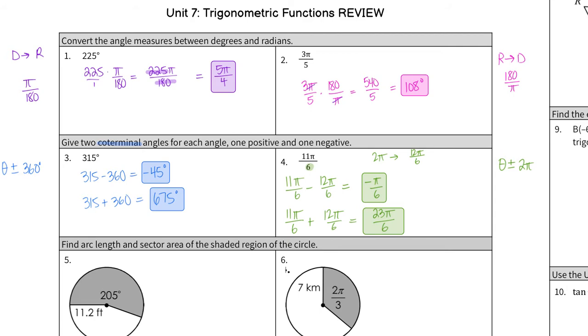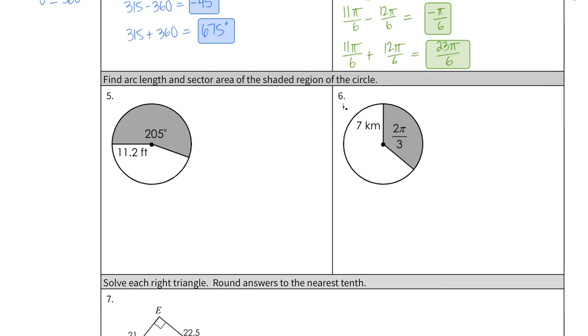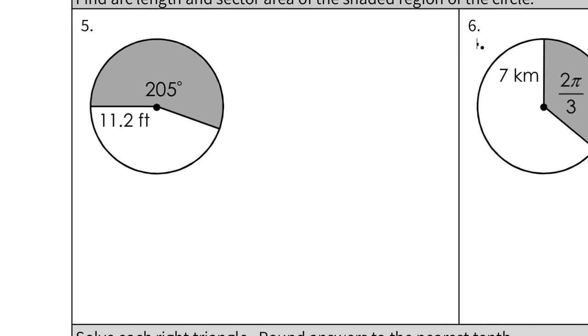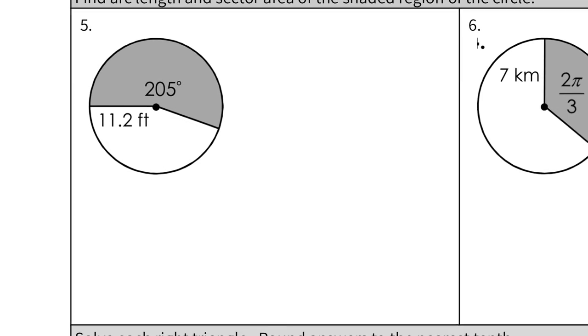Okay, next thing we talked about was arc length and sector area. We're going to do both for both of these circles because we need to practice using degrees and then we need to practice using radians. For this circle, we're going to find the arc length and sector area of the shaded region. When I talk about arc length, it's kind of like circumference, only we're not going to go all the way around. We're only going to go on that shaded region. So it looks like a little bit more than half of the circumference.